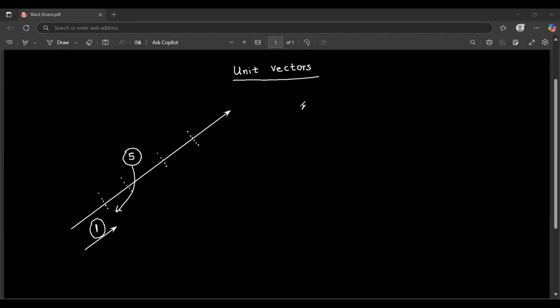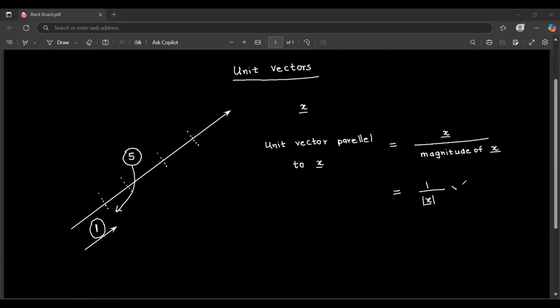Let's say there is a vector x, and you have to find the unit vector in the direction of x. The unit vector parallel to x will be equal to the vector x divided by the magnitude of x. This can be given as 1 over the magnitude of x, multiplied by the vector x. This is how we normally find unit vectors.